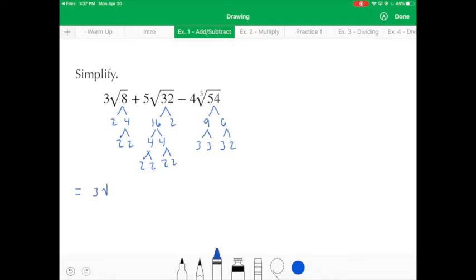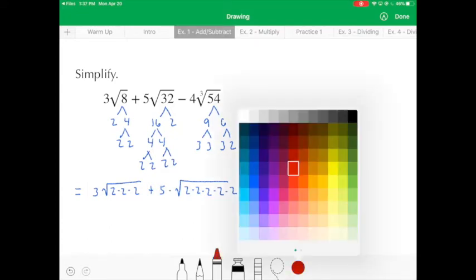Okay, so now I'm going to rewrite this with each of the radicals in their factorizations. So this would be 3 times the square root of 2 times 2 times 2, plus 5 times the square root of 2 times 2 times 2 times 2 times 2, minus 4 times the cube root of 3 times 3 times 3 times 2.